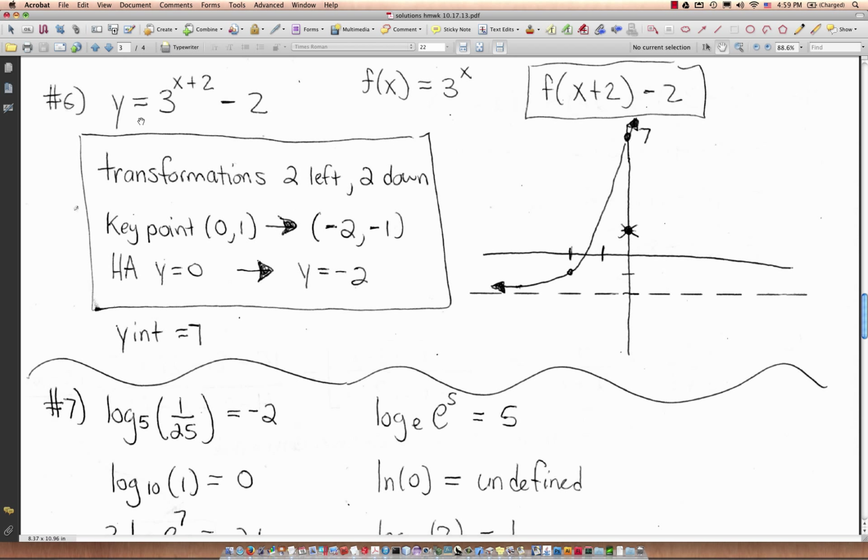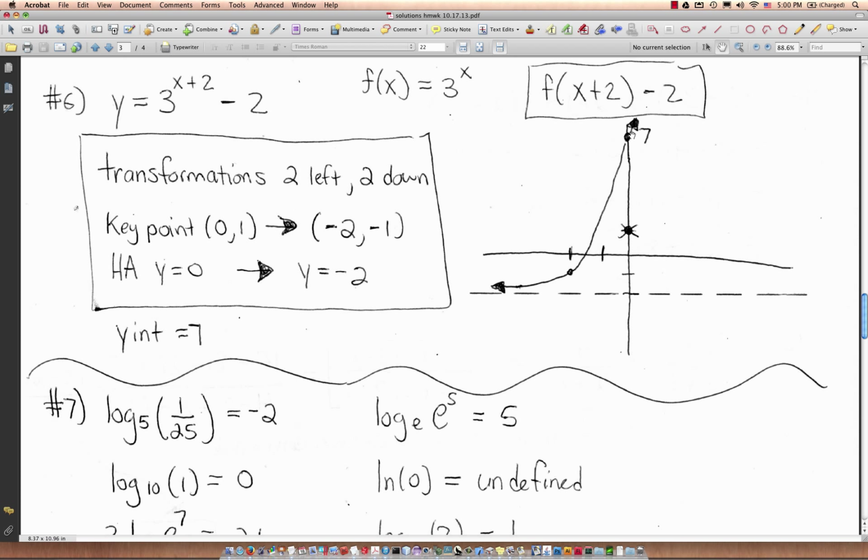Now when it comes to exponential functions, you have to know that the key point for an exponential function is originally (0, 1). And what you do is you perform the transformations on that key point. So 2 to the left and 2 down means that (0, 1) goes to (-2, -1). The horizontal asymptote of the original function is y equals 0. But then you do the transformation of 2 down, and you get y equals -2. So again, graph your horizontal asymptote here.